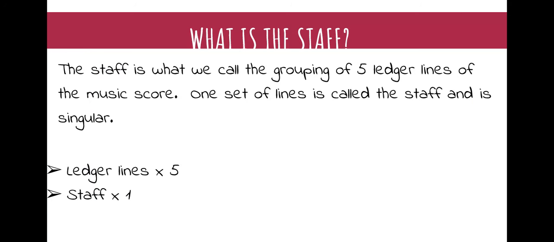So the staff is what we call a group. Once we've got a group of the 5 lines together, then we've got a staff. One set of those 5 lines is what we call a staff, and that's singular. So a staff is simply one set of the 5 lines.